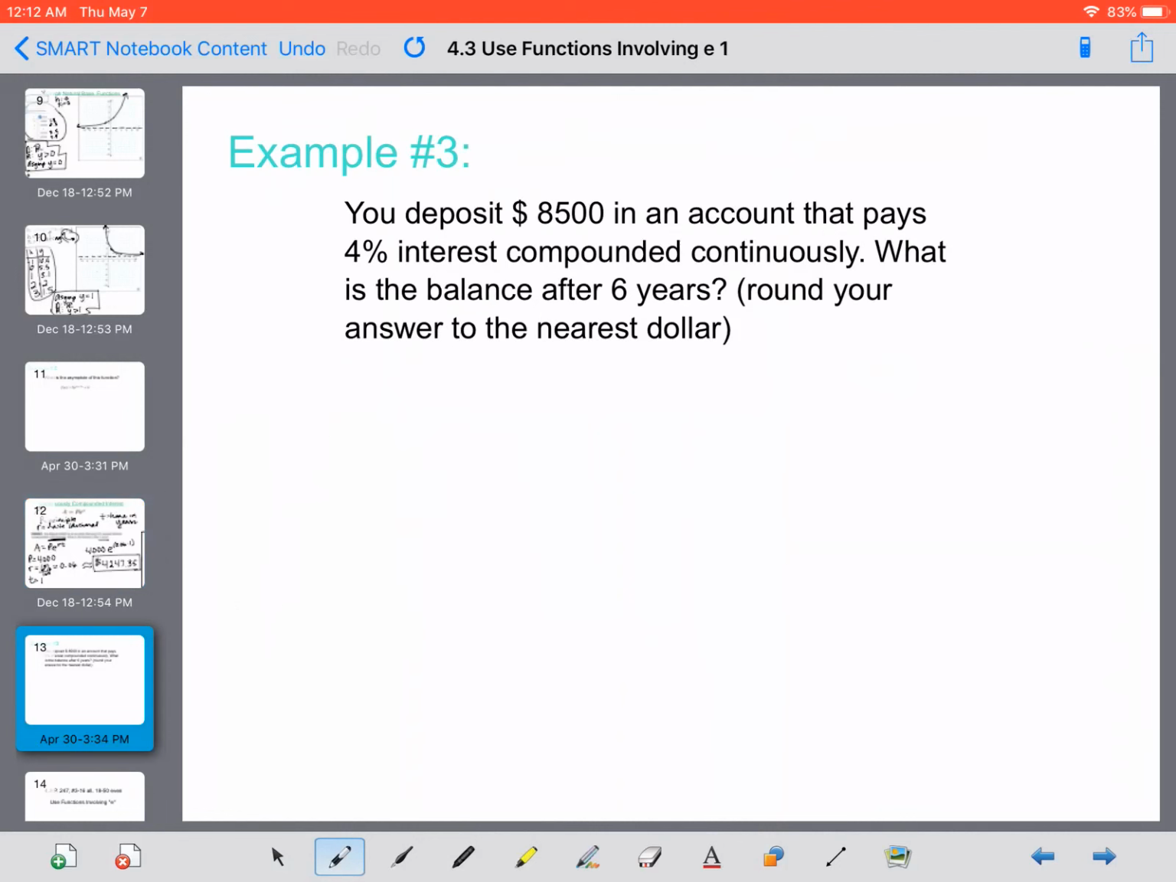You deposit $8,500 in an account that pays 4% interest compounded continuously. What is the balance after 6 years? Please calculate that amount and be ready to enter that answer into your lesson check. Round your answer to the nearest dollar.